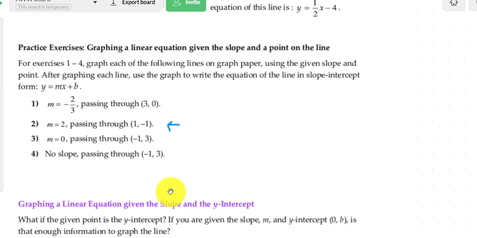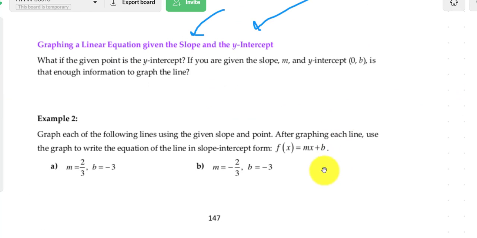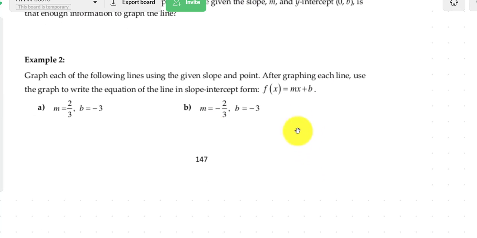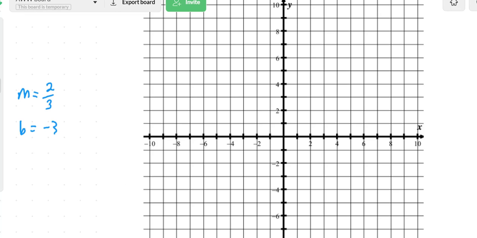What about a slope and a y-intercept, right? If I have a slope and a y-intercept, can I come up with a graph? And the answer is yes, we can. All right, so let's take a look at some of these problems. All right, so we'll do example 2A and maybe 2B.